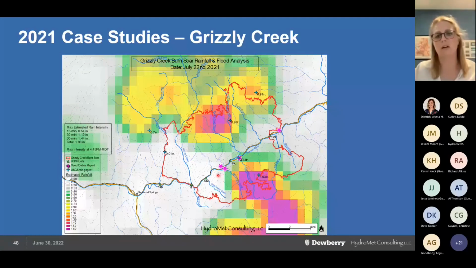So this is something that we are also expanding into. So if there's any emergency managers on the line that have any interest in us doing this, maybe, for example, from the East Troublesome fire that happened last week in Grand County, we'd love to do these sorts of analyses to combine it all and understand how it's all working together.